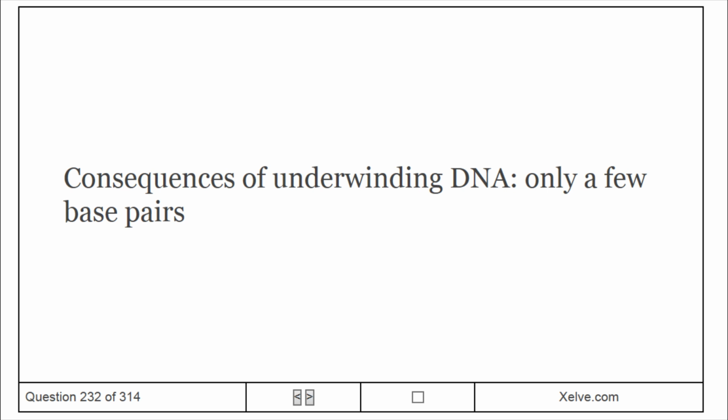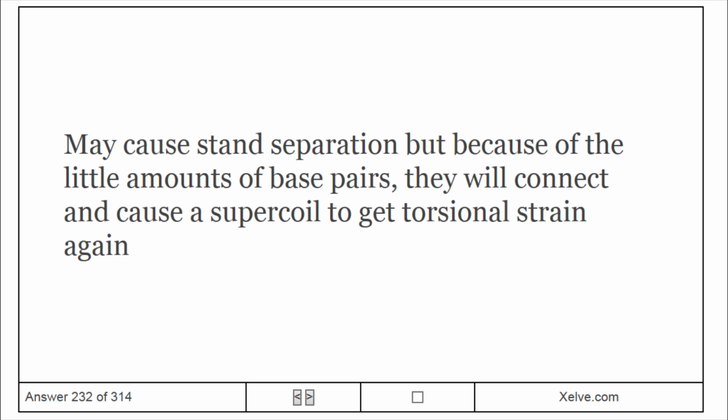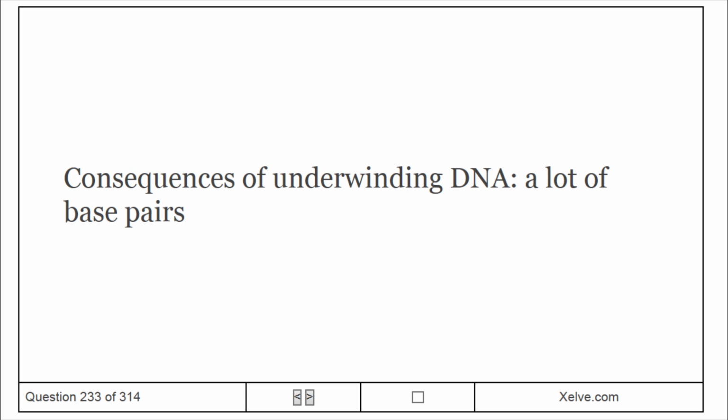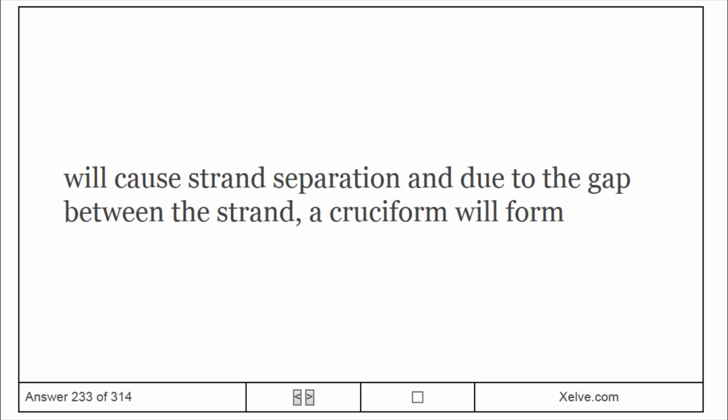Consequences of underwinding DNA: only a few base pairs may cause strand separation, but because of the small number of base pairs, they will reconnect and cause a supercoil to get torsional strain again. Consequences of underwinding DNA: a lot of base pairs will cause strand separation, and due to the gap between the strands, a cruciform will form.